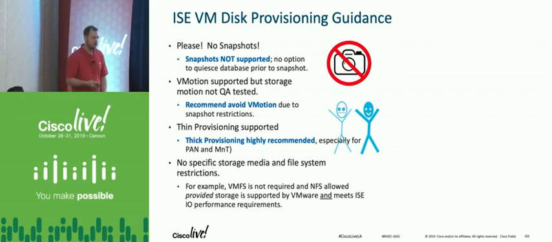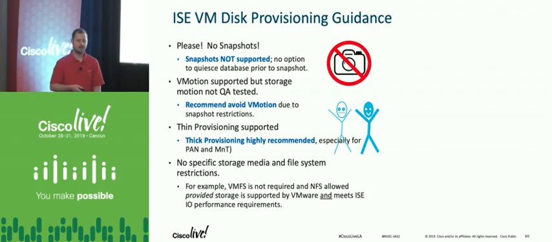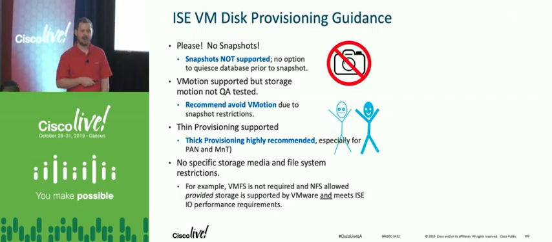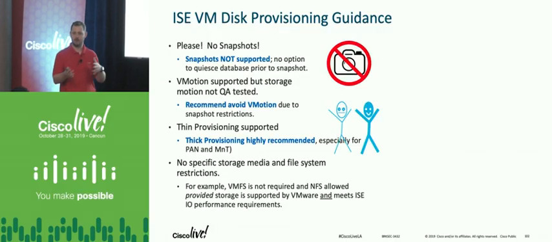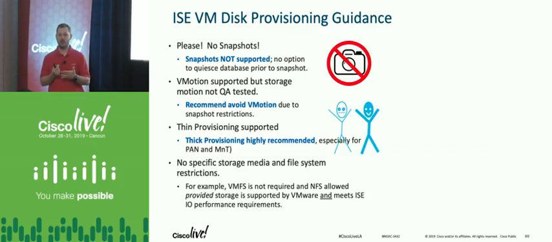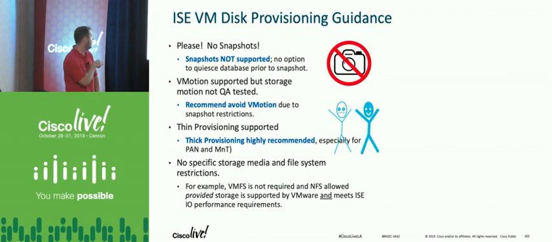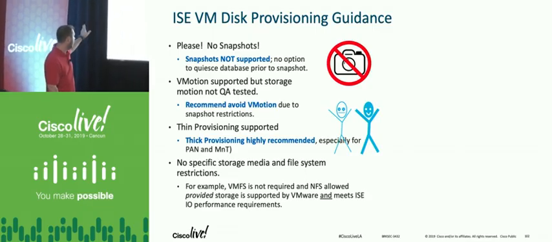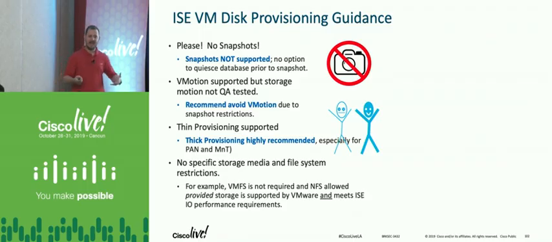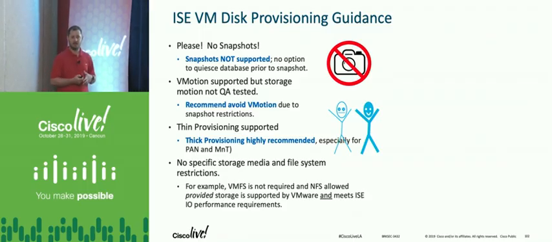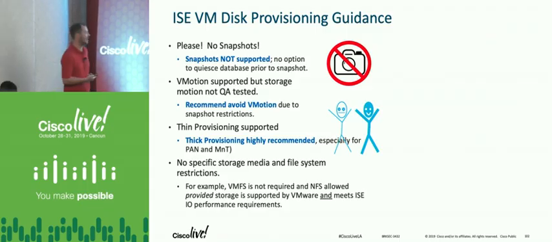Now, some more disk guidance. No snapshots. They aren't formally supported, so it's not going to help you. Lean on ISE backups to be able to restore back to a certain known good state. Also, vMotion is not formally supported, and thin provisioning, thick provisioning is highly recommended for the PAN and M&T. So don't run into that issue where the disk space runs out because you've thin provisioned and it can't actually write to the amount of space that you've allocated.